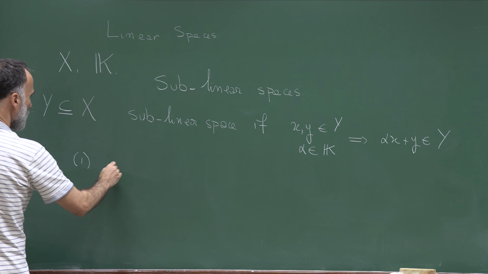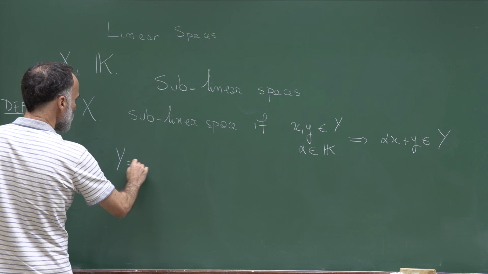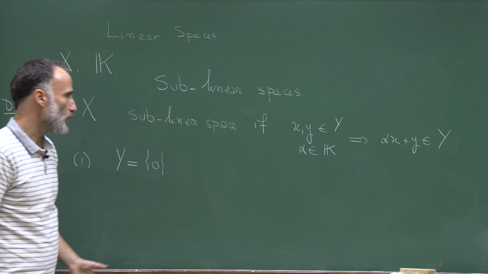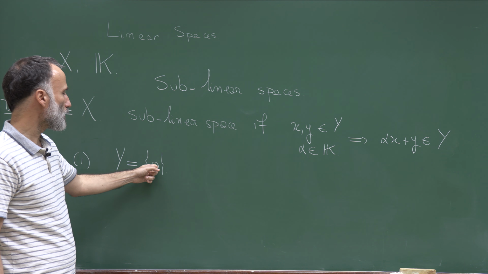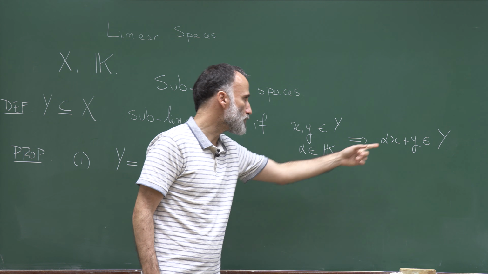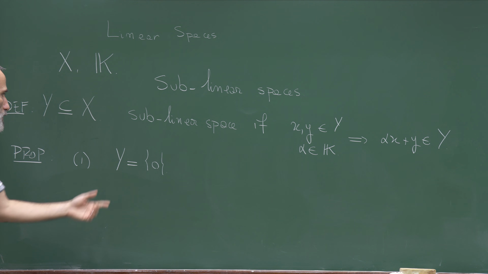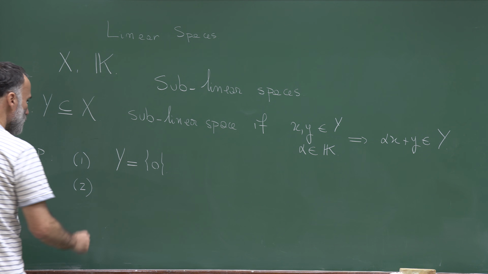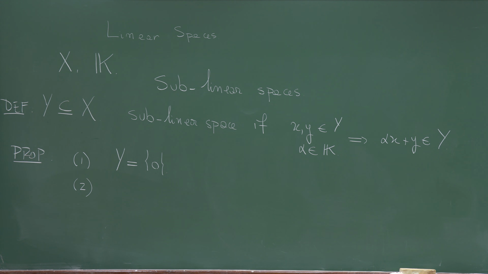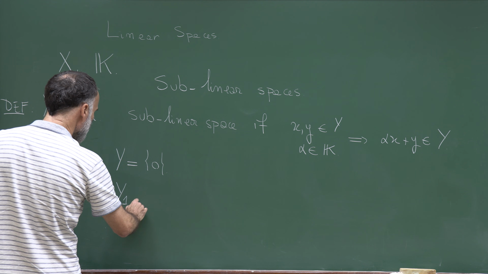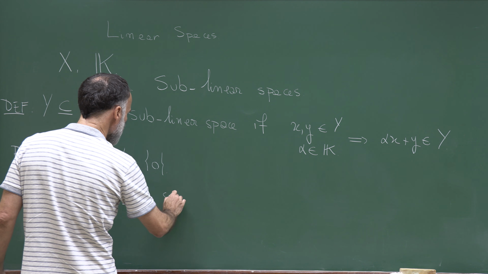So the first one is very easy. If you take Y to be the set of the element 0, this is, of course, a sublinear space, because we've seen that if you multiply 0 by any number, you get 0. And if you add 0 to 0, it's also equal to 0. Therefore, Y equal to {0} is a sublinear space. Let us consider a slightly more complicated one. Let's assume that Y1 and Y2 are sublinear spaces.